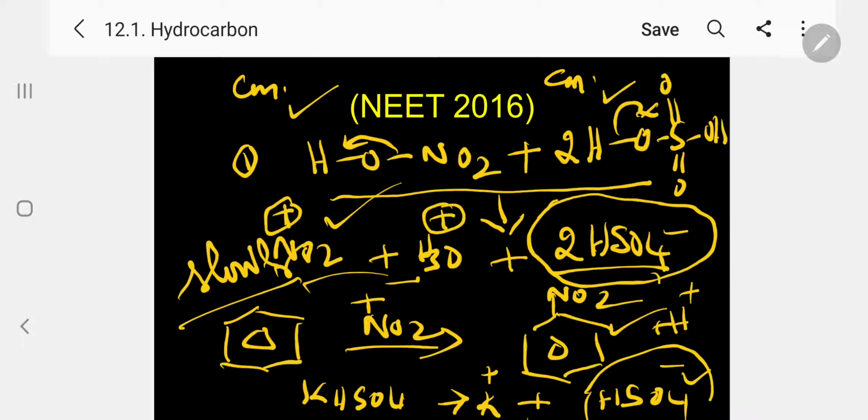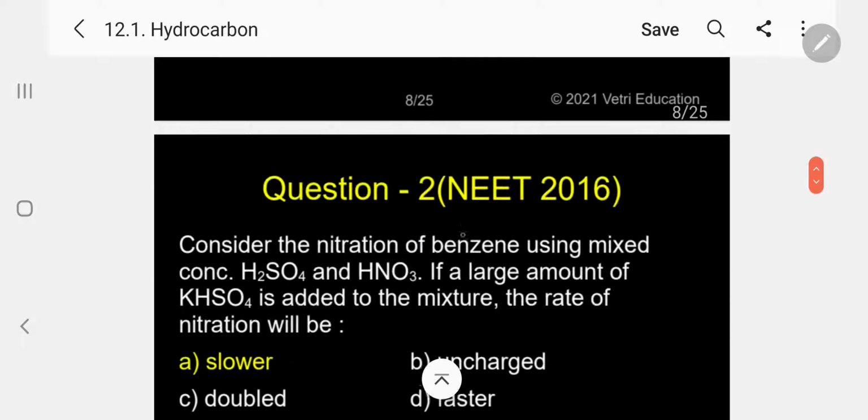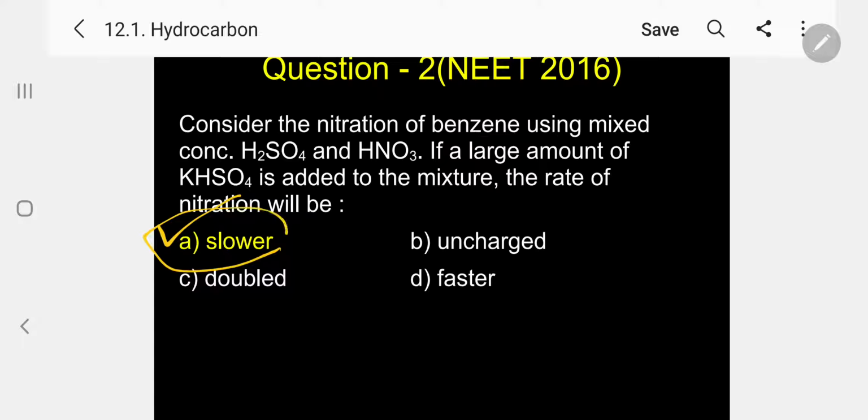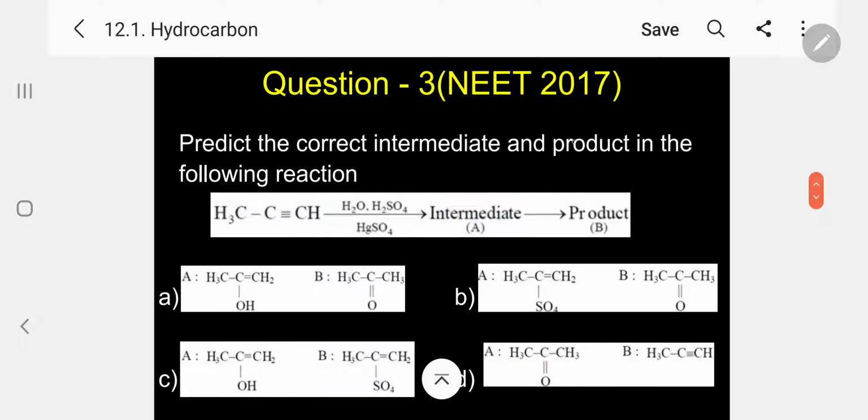Please follow. So we'll come to the options now. Option A, slower, is the correct answer. B, unchanged, C, doubled, D, faster are wrong. So the correct answer is slower. Please follow. This is the trick here.